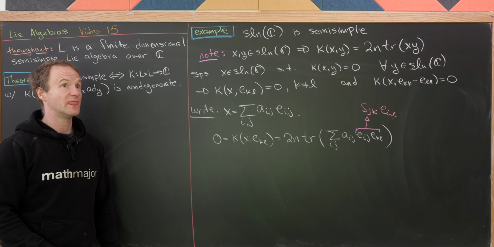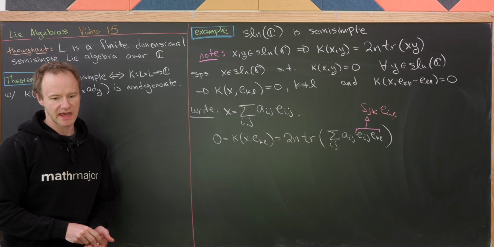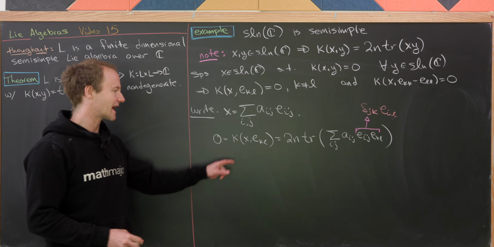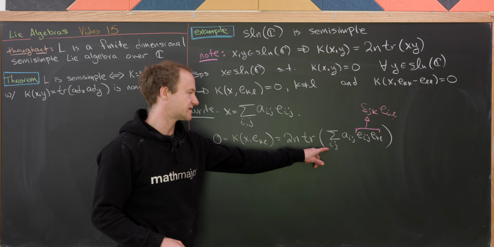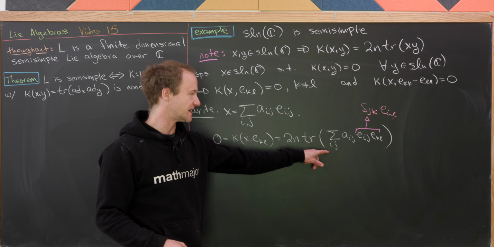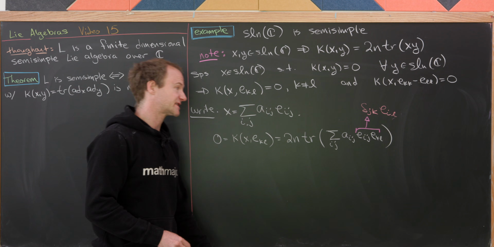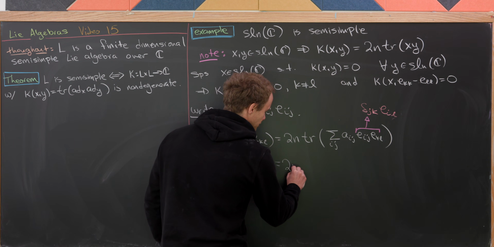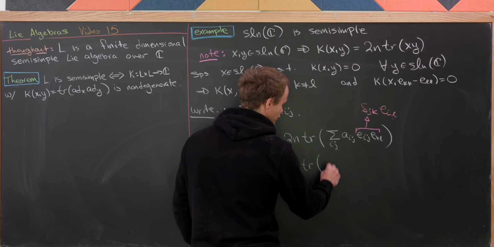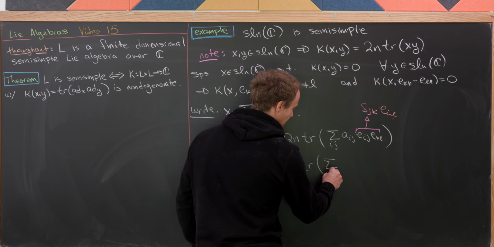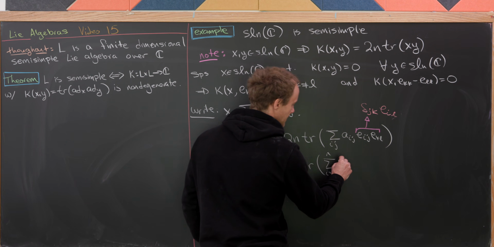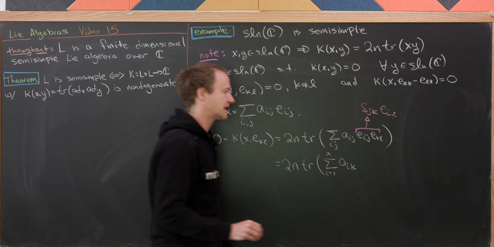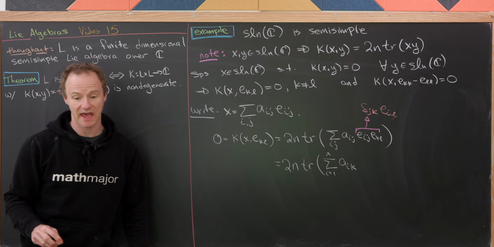So in other words, that's equal to 1 if j is equal to k and 0 otherwise. Okay, so what is that going to do? That's going to collapse this sum, which is a double sum, to a single sum and fix j equal to k. So that's going to give us 2n times the trace, and then the sum as i goes from 1 to n of a_ik, because again, we're fixing j equal to k.